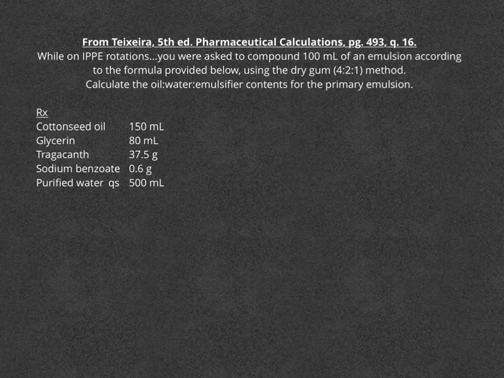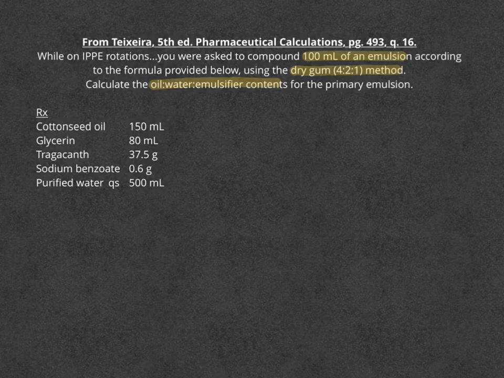So let's try an example. While on IPPE rotations, you were asked to compound 100 milliliters of an emulsion according to the formula provided below, using the dry gum or 4-to-2-to-1 method, and you're asked to calculate the oil to water to emulsifier contents for the primary emulsion.